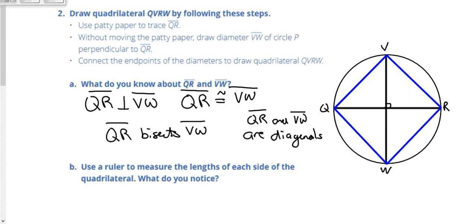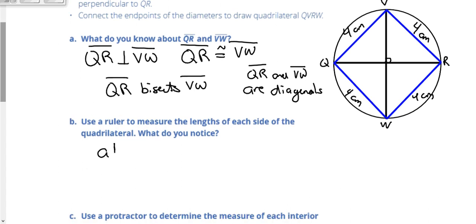Okay. And again, I got about 4 centimeters here, 4 centimeters here, 4 centimeters here, and 4 centimeters here. So we have all 4 equal sides. And if you take a protractor, you will find that this is a 90 degree, this is a 90 degree, this is a 90 degree, this is a 90 degree. So all 4 90-degree angles.